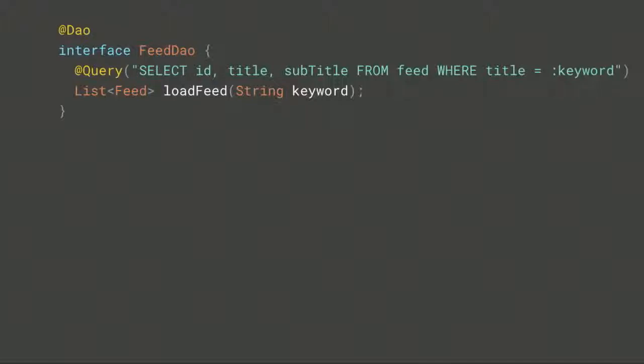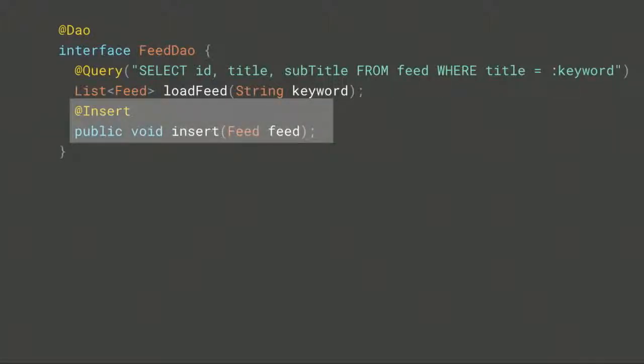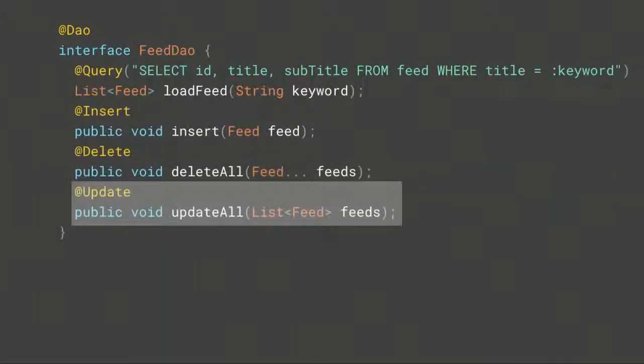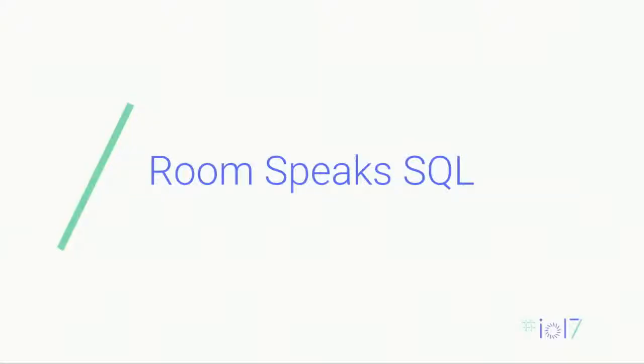Now, once we know this is a DAO, well, we can do these shortcut methods like insert these items or delete these items or update, like a bunch of shortcut methods, and you can pass multiple parameters. As long as you can read it and it makes sense, Room will understand it. But the most important part of Room is it understands your SQL.